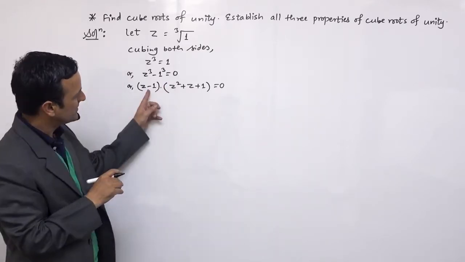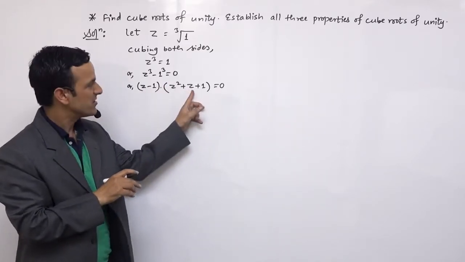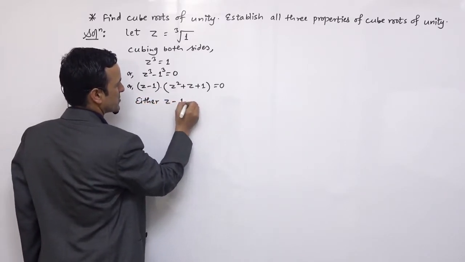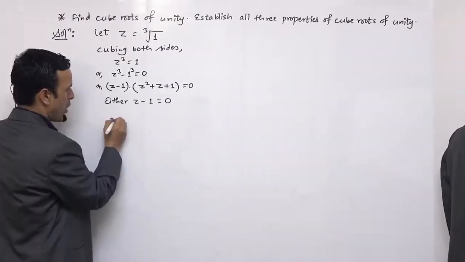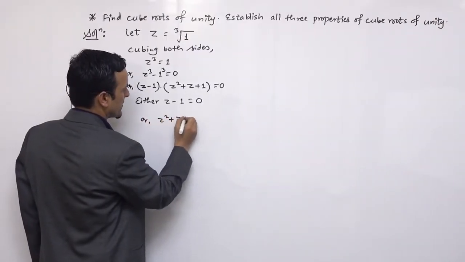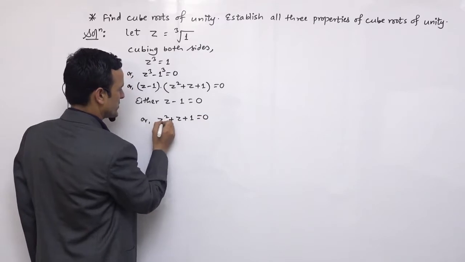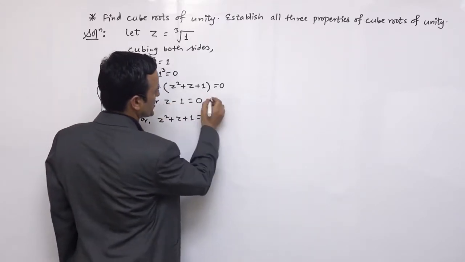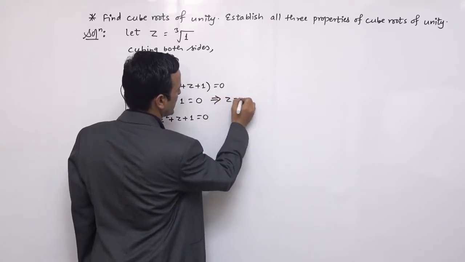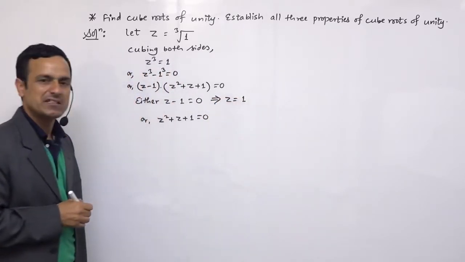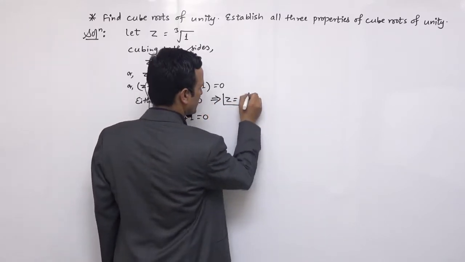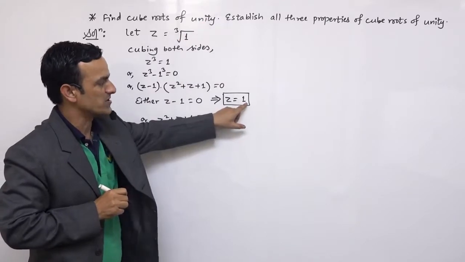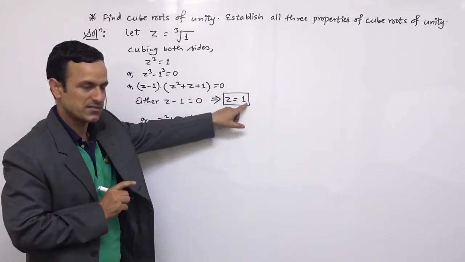So this is the product. We can see there are two factors. So we can write either Z minus 1 is equal to 0 or Z square plus Z plus 1 is equal to 0. So we have two conditions. Either Z minus 1 is equal to 0, from here we can calculate the value of Z. So Z is equal to 1 is one of the answers. So cube root of unity 1 को cube root 1 हुन्छ. This is one of the solutions.